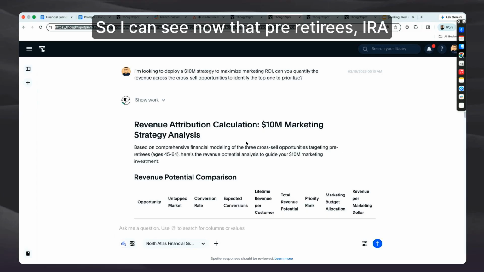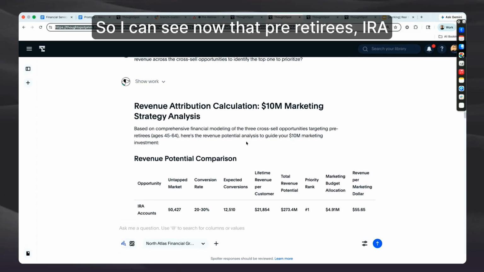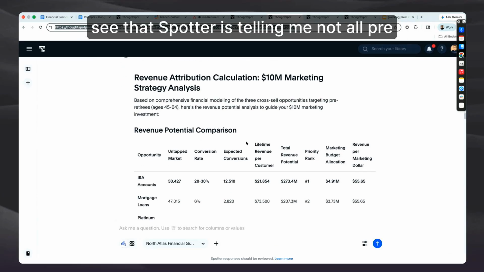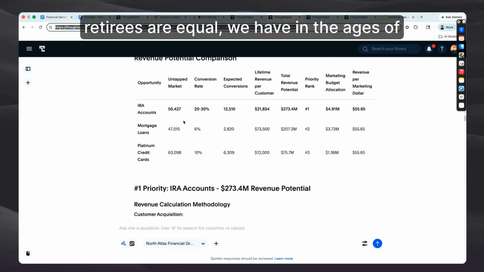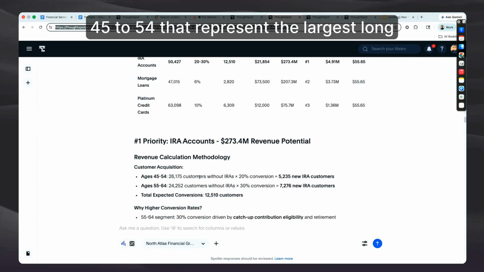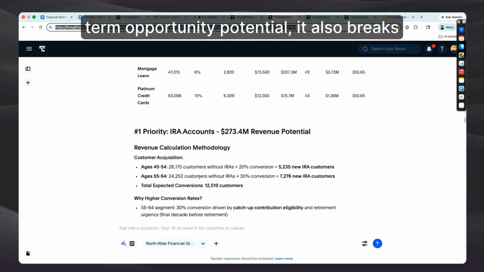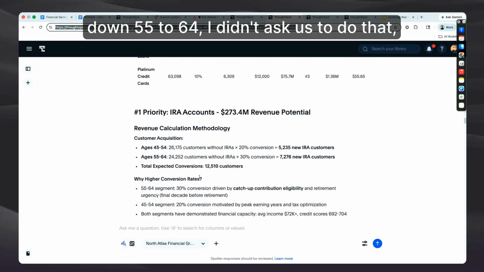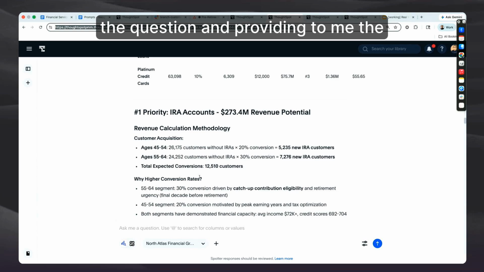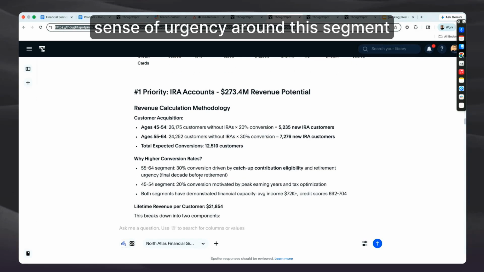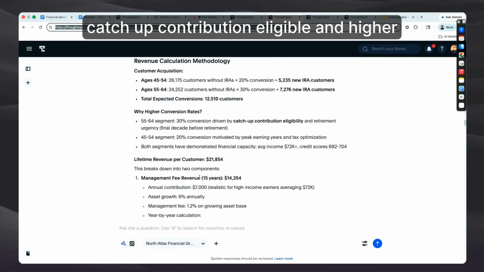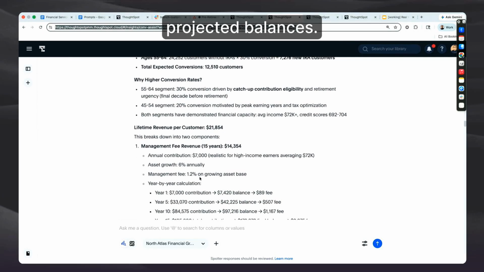So I can see now that pre-retirees, IRA opportunity rises right to the top, right? So I can see that Spotter is telling me not all pre-retirees are equal. We have in the ages of 45 to 54 that represent the largest long-term opportunity potential. It also breaks down 55 to 64. I didn't ask it to do that. It's actually going in and understanding the question and providing to me the sense of urgency around this segment, because this is closer to retirement, they're catch-up contribution eligible, and higher projected balances.